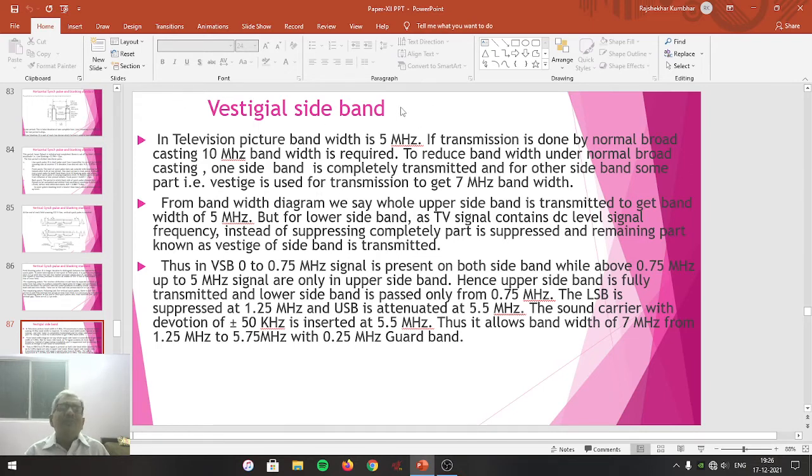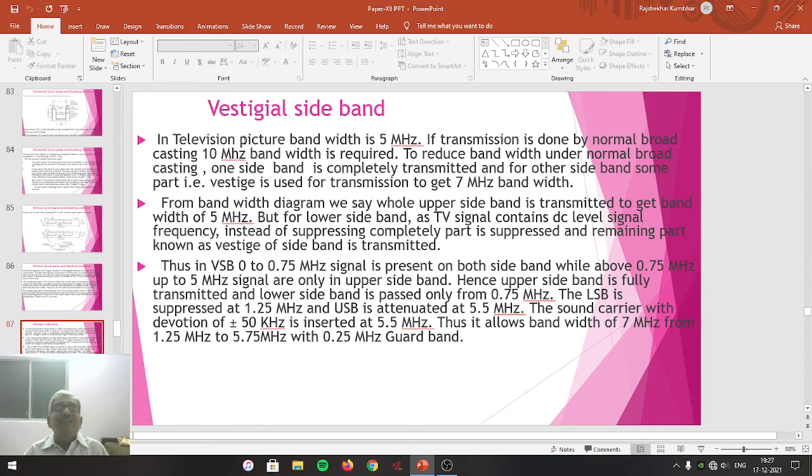Let me now introduce the concept of vestigial sideband. Student friends, we have already studied the concept of vestigial sideband in topic number 2, that is modulation and demodulation, when we studied DSB, double sideband, SSB, single sideband, and VSB, vestigial sideband. It is merely repetition for you. Without spending much time on that, we will directly go to understand the meaning of vestigial sideband.